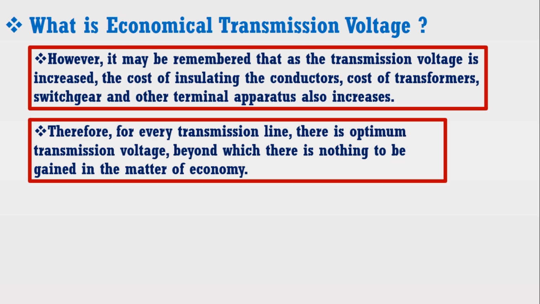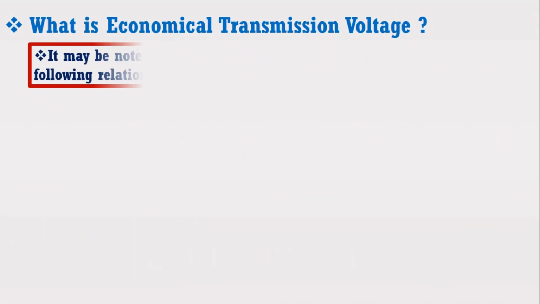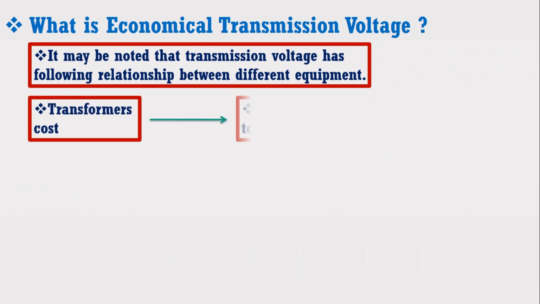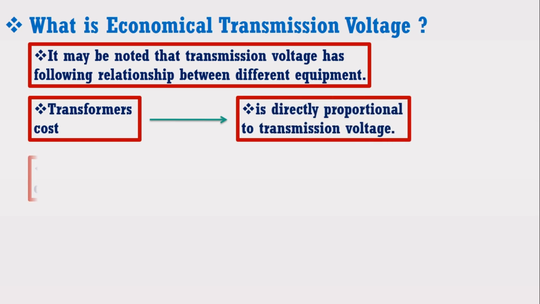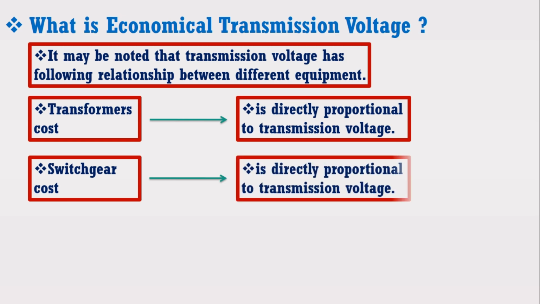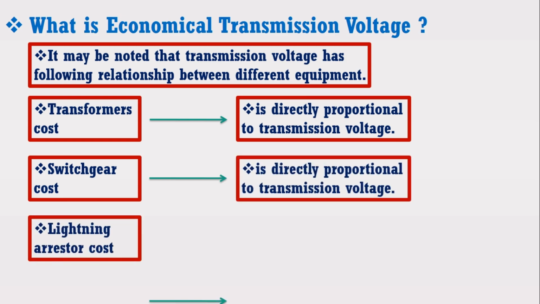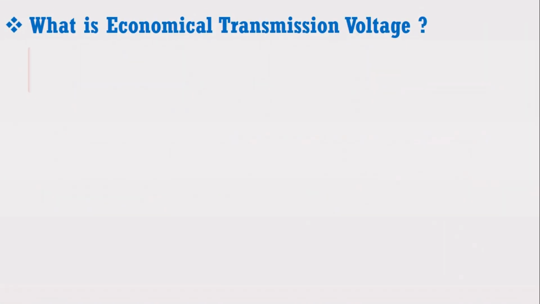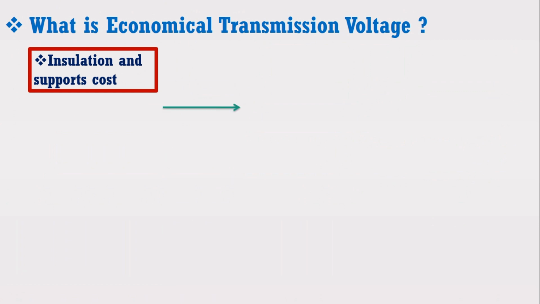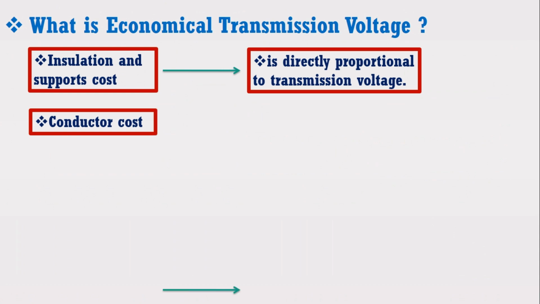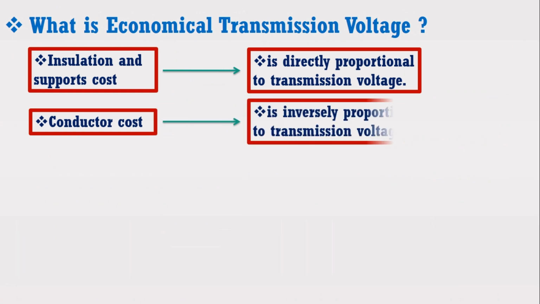It may be noted that the transmission voltage has the following relationship with different equipment. Transformer cost is directly proportional to the transmission voltage. Switchgear cost is directly proportional to the transmission voltage. Lightning arrestor cost is directly proportional to the transmission voltage. Insulation and supports cost is directly proportional to the transmission voltage. The conductor cost is inversely proportional to the transmission voltage.